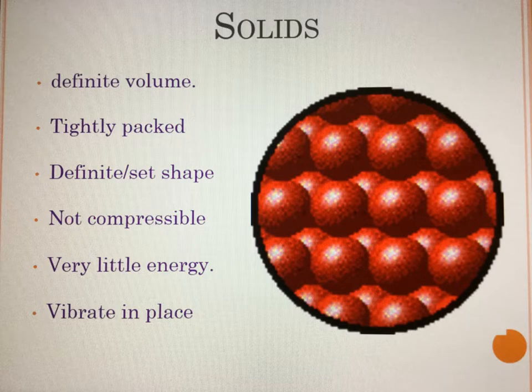Okay, so let's start with a solid. Solids have a definite shape, they have a definite volume, it's tightly packed, it's non-compressible, it has very little energy, and it can vibrate in place. So for example, like an ice cube, you might have very little movement, but eventually it will move.